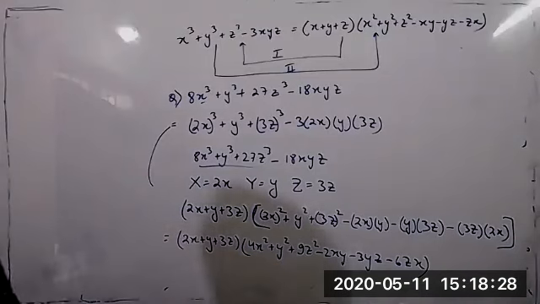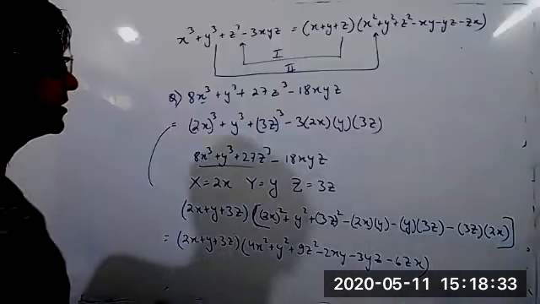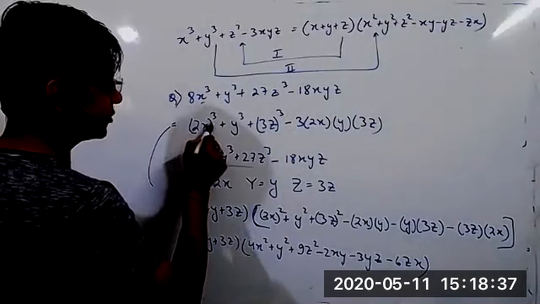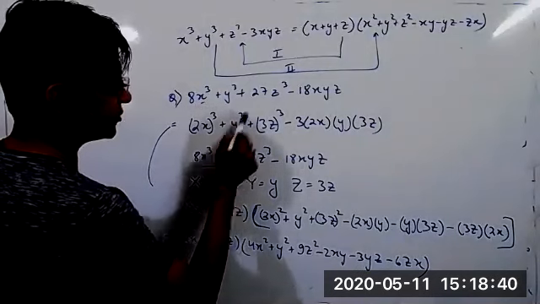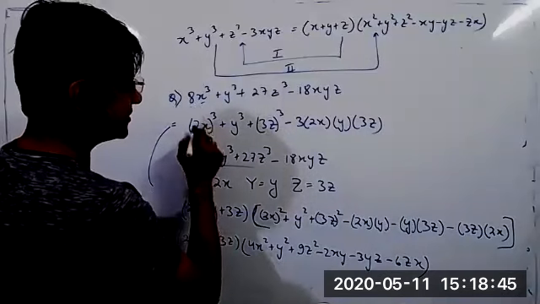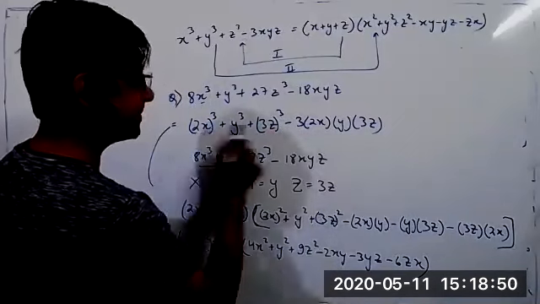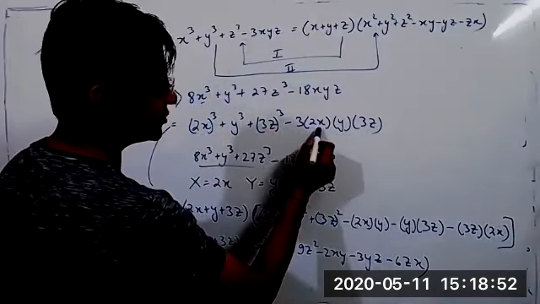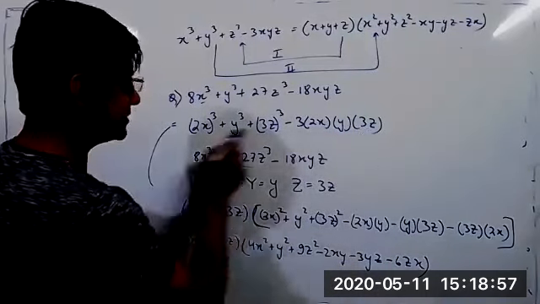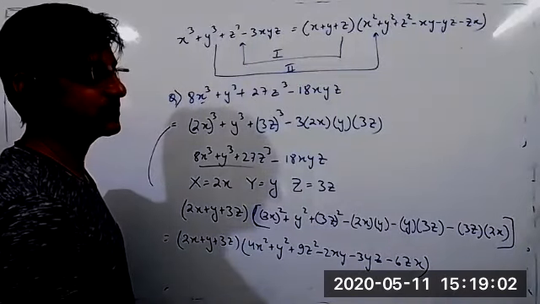Sir, how did you get that minus 3 into 2x into y? Second step. This one, 8x cube, can you write 2x the whole cube? Yes. Y cube, you can write y cube. 27z cube, you can write 3z the whole cube. So this is in the form of a cube plus b cube plus c cube minus 3 into a into b into c, 3 into x into y into z. Correct? Is this in the form of this?